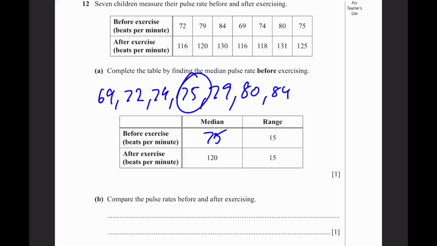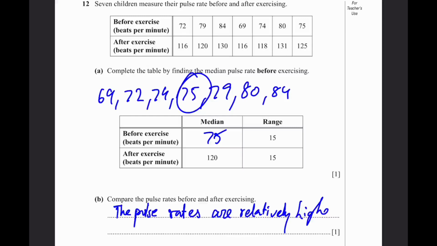B. Compare the pulse rates before and after exercising. So the pulse rates are relatively higher after exercising. So that's the answer. Question 13.